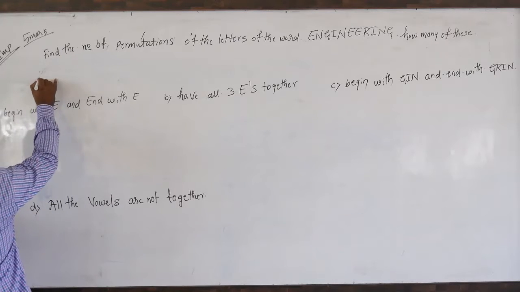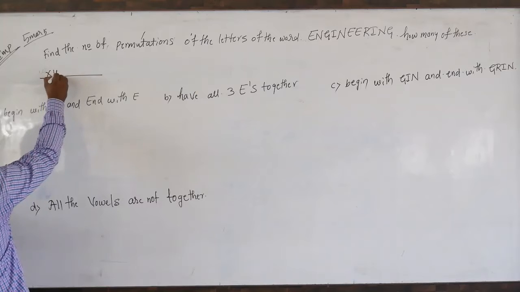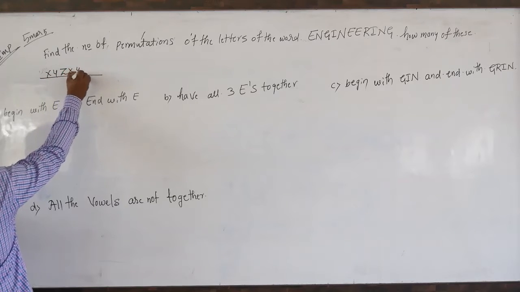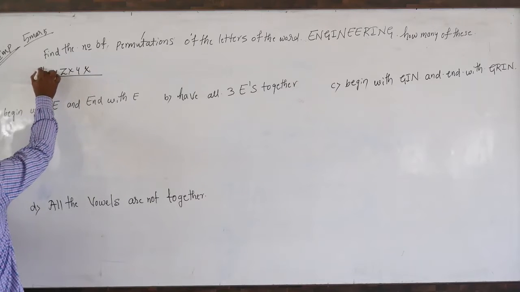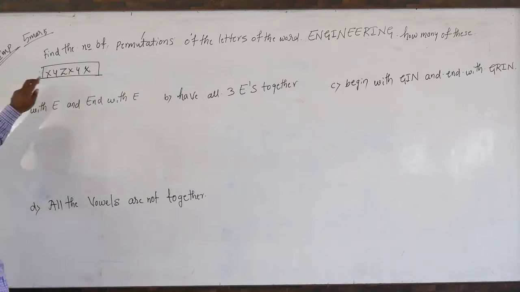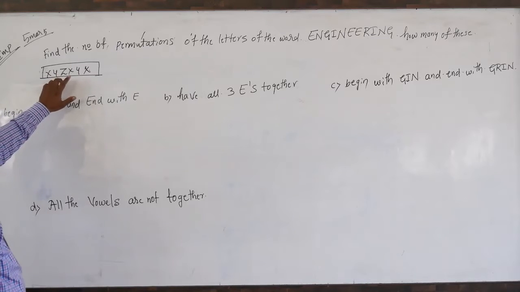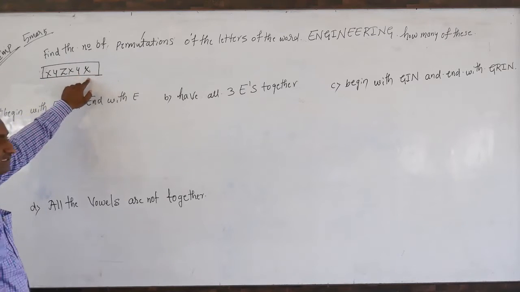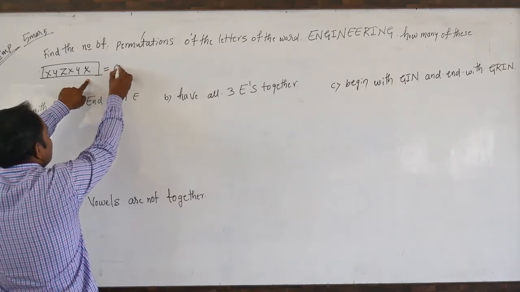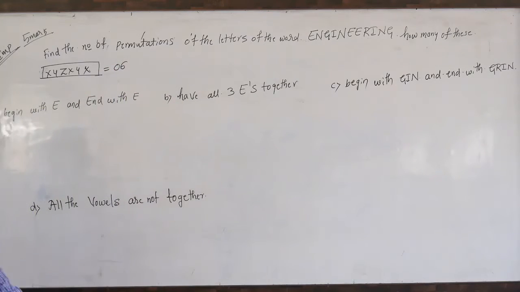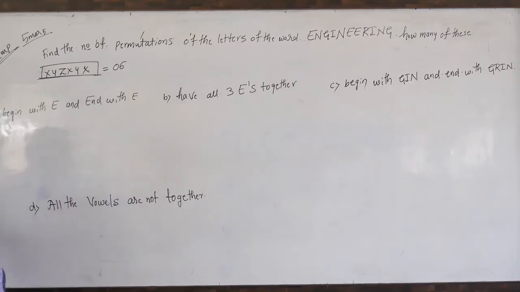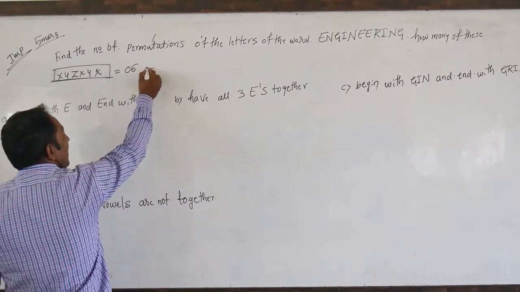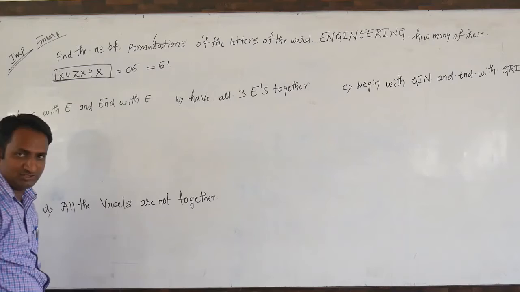Consider one word, that is X, Y, Z, X, Y, X. Here, this is one word. How many letters are there in this term? 1, 2, 3, 4, 5, 6. This term contains 6 letters. How many ways can we arrange this term? This is 6 factorial ways to arrange.